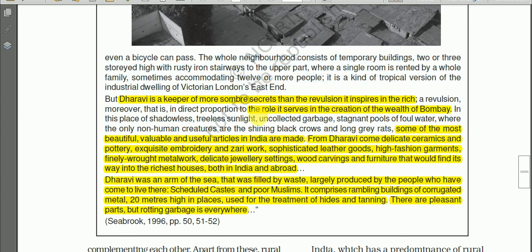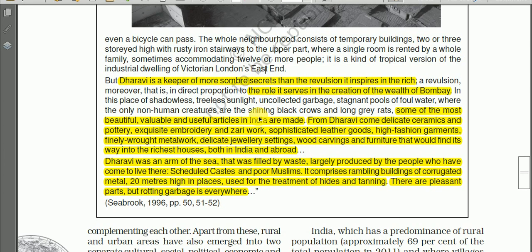Okay, now let us read these bright sides. See here, Dharavi. We have learned the problems of Dharavi, but we have the bright sides also. Dharavi is a keeper of more somber secrets than the revulsion it inspires in the rich. What does it mean?